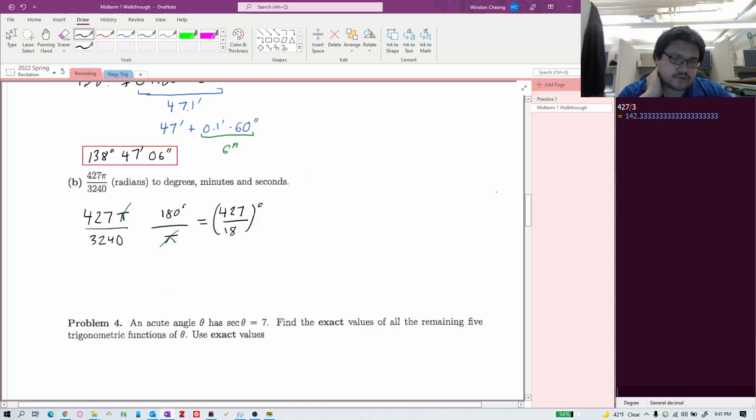Now, to convert this to DMS, it would be nice to see the decimal representation. So let's just do 427 divided by 18. Okay, so we have the integer part, which is 23 degrees. We have the fractional part, which is 0.72 repeating degrees.